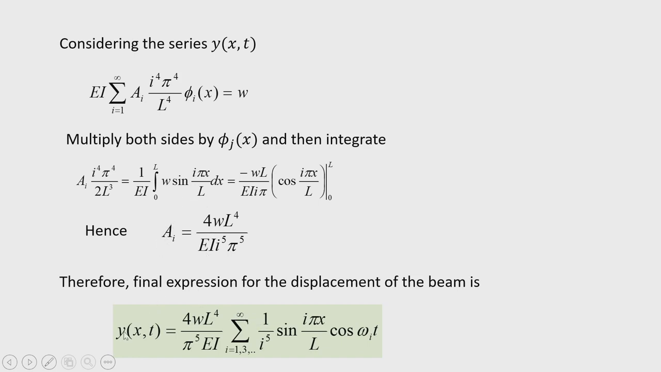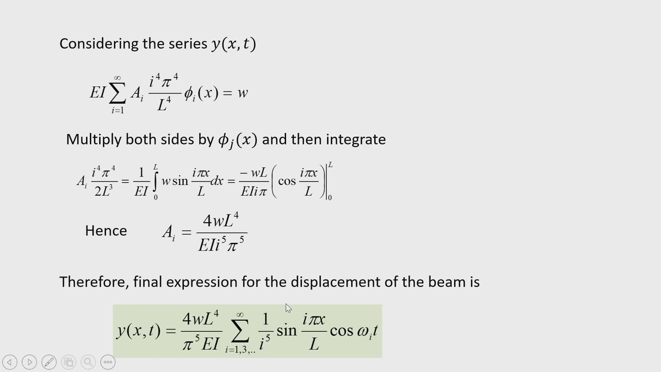response. So we are now finally getting y(x,t) equal to 4 W L to the power 4 divided by pi to the power 5 EI, summation over odd numbers of terms, of 1 divided by i to the power 5, sin(i pi x by L) cos(omega i t). So this is the response of the beam.